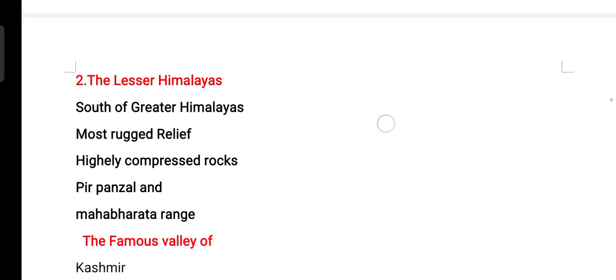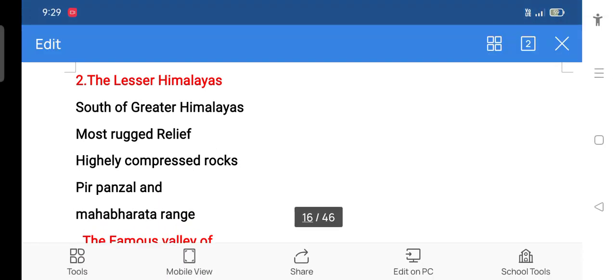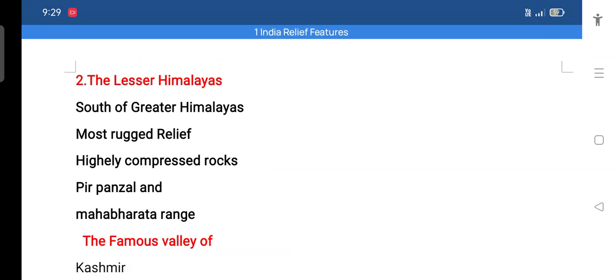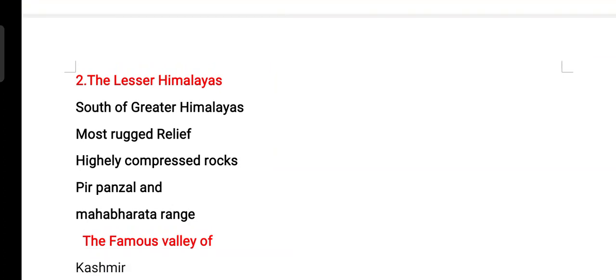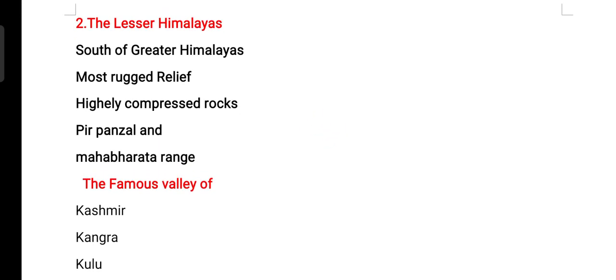And the second range of the Himalayas, the Lesser Himalayas. The Lesser Himalayas are the southernmost range of the Himadri and the next part of the Himadri. These contain the most rugged relief, and we can find highly compressed rocks there. The surface is fully covered with highly compressed rocks. We can find so many ranges here also.